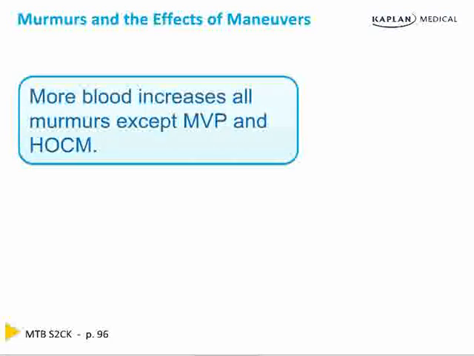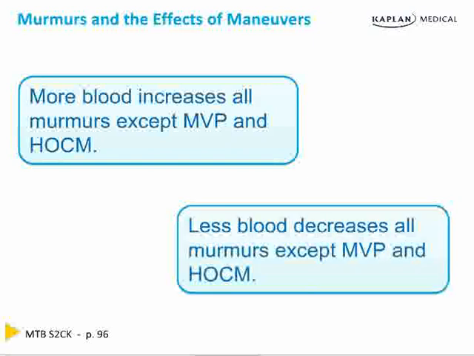More blood increases the intensity of all those murmurs, but not mitral valve prolapse or HOCM. Less blood decreases all the murmurs except mitral valve prolapse and HOCM. And this is very simple why we're being repetitive on this. If you actually said, hey, Conrad Fisher, what is the most frequently asked auscultatory question on step 2CK? Conrad Fisher says the two things in front of you right now.